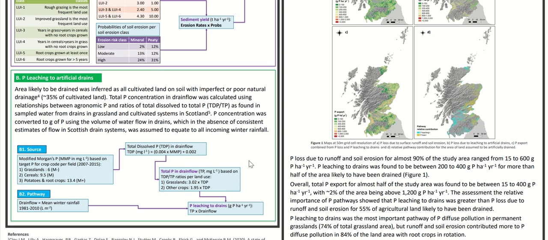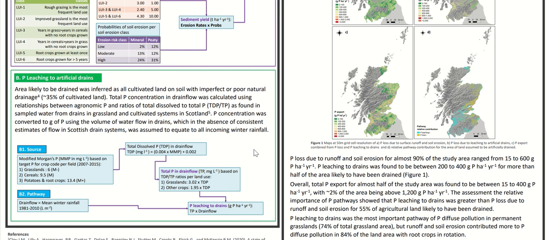The location of where artificial drains have been installed in Scotland is unknown, so we had to infer this area by assuming that all cultivated land and soil with imperfect or poor natural drainage is actually drained. Total P concentration in drain flow was calculated using relationships between agronomic P and ratios of dissolved P to total P, as found in sample water from drains in grassland and cultivated systems in Scotland. P concentration was converted to grams of P using the volume of water flow in drain, which in the absence of consistent estimates of flow in Scottish drain systems was assumed to equate to all incoming winter rainfall.